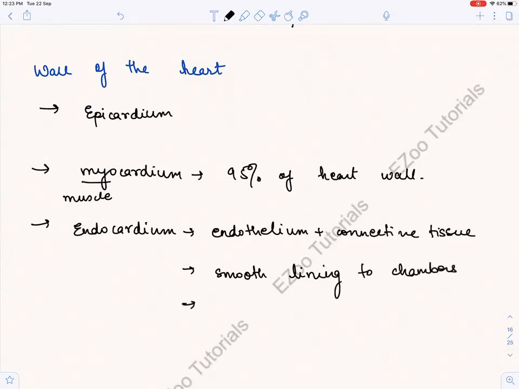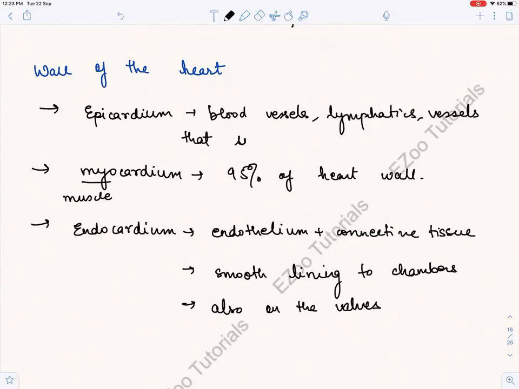And what else? This is also on the walls, right? And we can write something about epicardium also. It contains blood vessels and lymphatics and the vessels that supply the myocardium, right? Okay, so this is the wall of the heart.